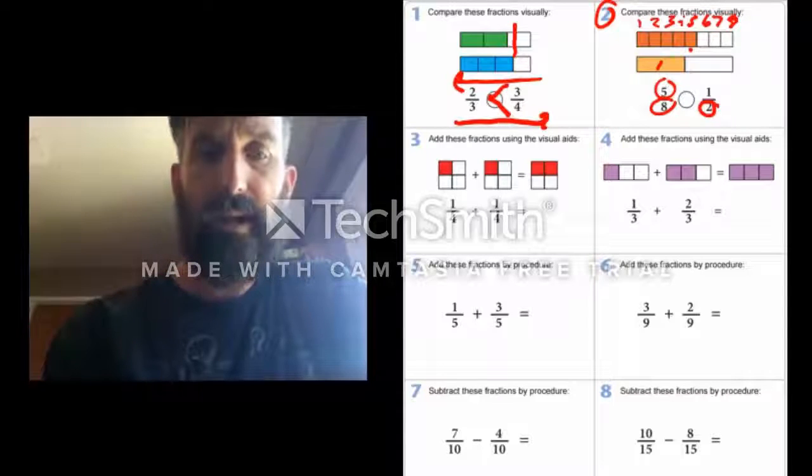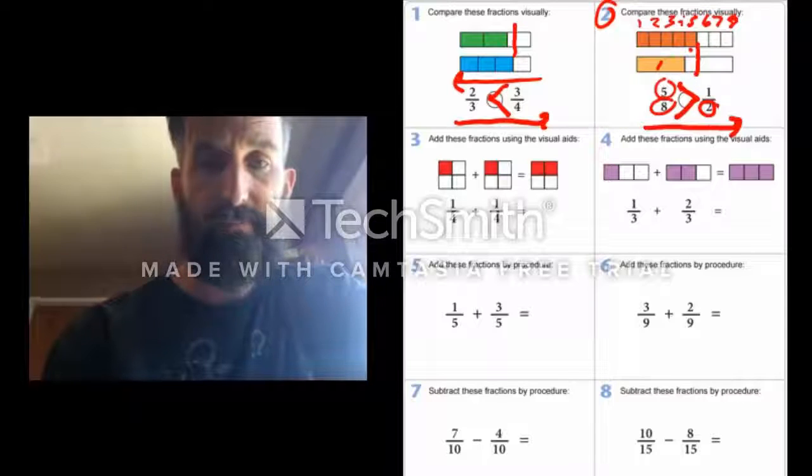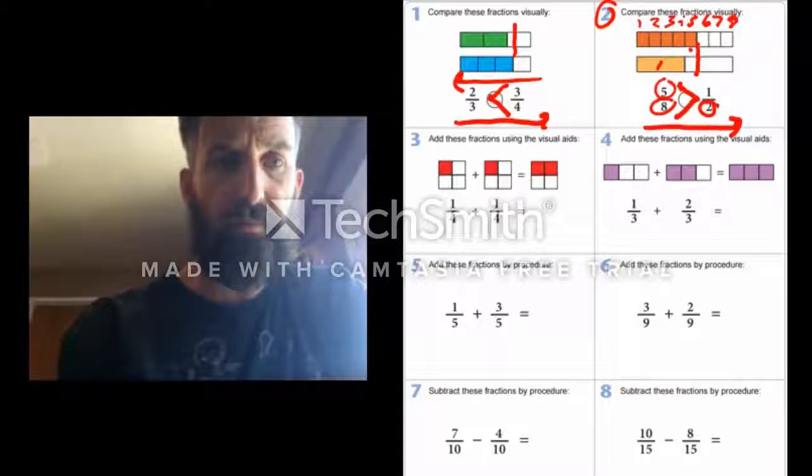So when I compare these 2 pieces, I can definitely say that, if I draw a line here, that 5/8 is greater than 1/2. And so I want the mouth to eat the bigger piece. And I do read left to right, so I say 5/8 is greater than 1/2. Let's look at problem number 3.